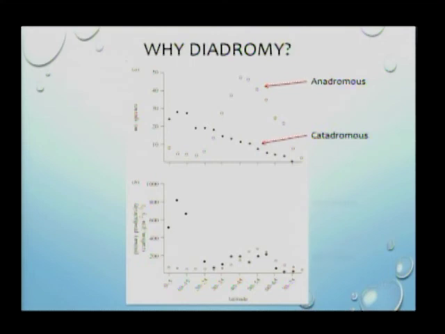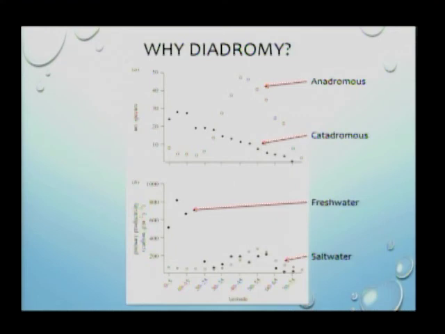Why is that? The main theory is that it has to do with primary productivity. So the same idea here with the axes, and then here the dark squares are freshwater, and this is primary productivity now on the vertical axis. So you see by the equator, freshwater has much higher primary productivity. There's a lot more food in freshwater. So it makes sense to be a catadromous animal, spend most of your adult life growing large in freshwater because that's where all the food is.